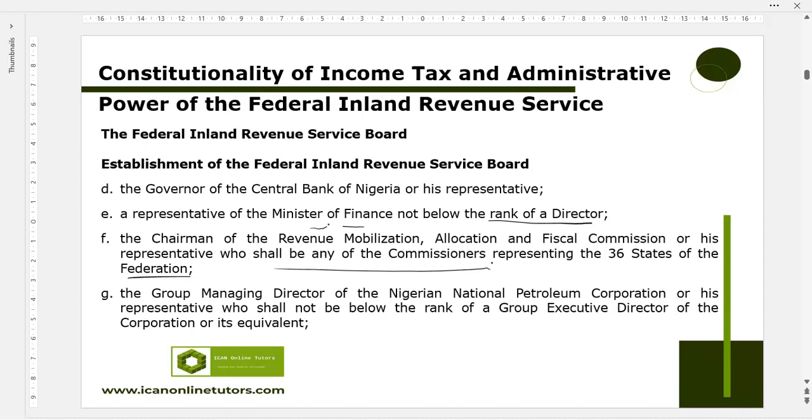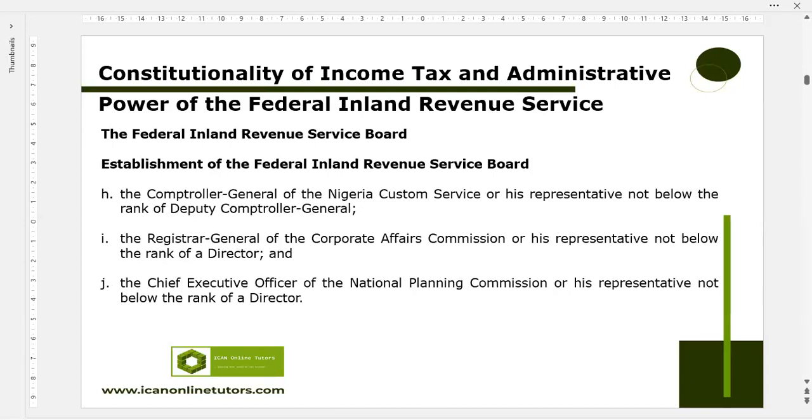Then also among the board members of FIRS is the group managing director of the Nigerian National Petroleum Corporation, or his representative, who shall not be below the rank of a group executive director or its equivalent. Also we have the Comptroller General of the Nigerian Customs or his representative, who shall not be below the rank of Deputy Comptroller General; the Registrar General of the Corporate Affairs Commission, or his representative, not below the rank of director. And lastly, the Chief Executive Officer of the National Planning Commission, or his representative, not below the rank of a director. My question: how many people do we have on the board of the FIRS?